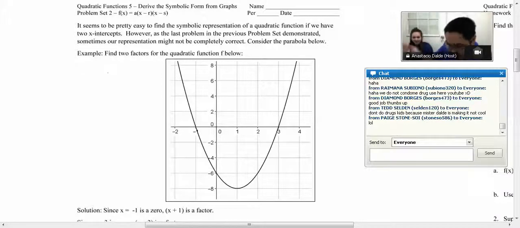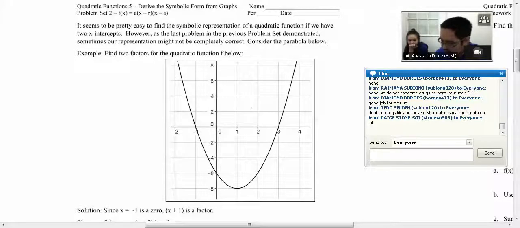All right. Anyway, it seems pretty fair and easy to find the symbolic representation of a quadratic function if you have the two intercepts. However, the last problem demonstrated that sometimes our representation might not completely be correct. Let me finish talking. We're on the next page. Here's what you've got to do. What if we do this? Find the two factors of the quadratic function.